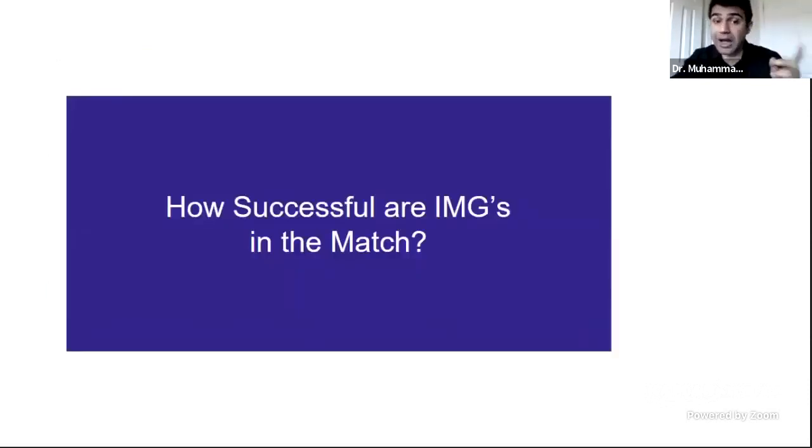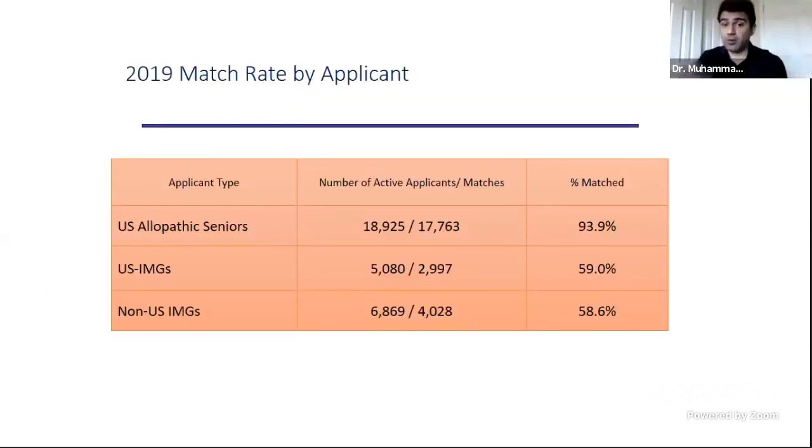Let's dive in further. How about the match data? I want to look at that. What are the chances if I'm applying 2 years from now? Where are things moving? Look at this data. I pulled this data from this year's match, and this year's match is one of the biggest matches that ever happened. So it's fascinating to see these results. I wanted to share it with you. Allopathic, US allopathic means MD program students, those who studied here. About 18,900 people applied.